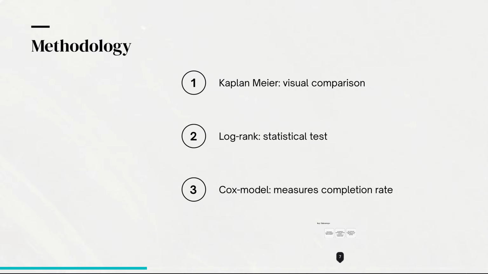To answer this question, I used three survival analysis techniques. The first was the Kaplan-Meier curve. They were used to visually compare time to completion between groups. Second, a log rank test was used to determine whether any observed differences were statistically significant. And lastly, a Cox proportional hazards model was used to estimate how group membership impacts the rate of task completion.